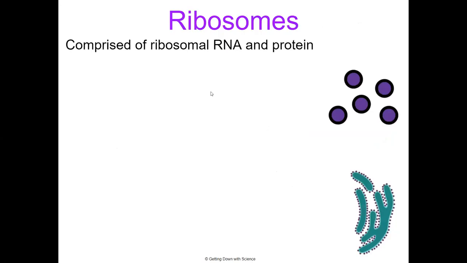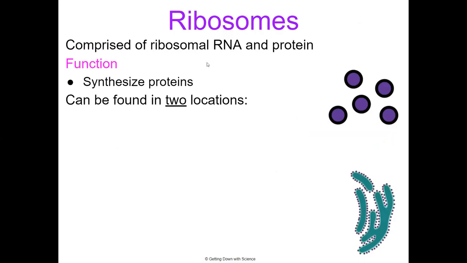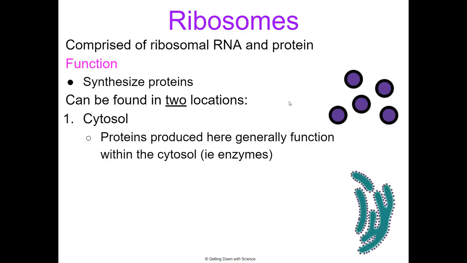Okay, so the ribosomes have ribosomal RNA and protein. Those two components make them up. And they're all about synthesizing proteins. That's what ribosomes do, they're the builders. We can find them in the cytosol, just free floating. And remember, with the prokaryotes, we don't really have any other options. They're just free floating.